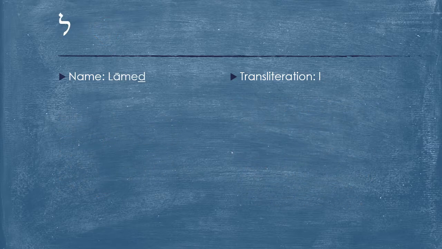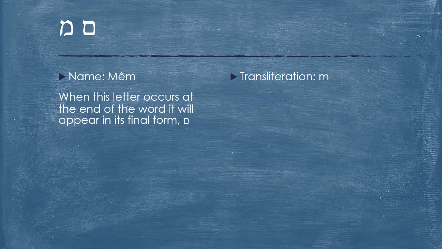And then lamed. Lamed's pretty self-explanatory. With lamed, the transliteration is an L sound. Then we come to the Mem. Mem makes an M sound. And again, we have a final form for the letter Mem. If you have it in the middle of a word, you'll have this one over here on the left. And if you have it at the end of a word, you'll have it here on the right. That's what the Mem will look like.